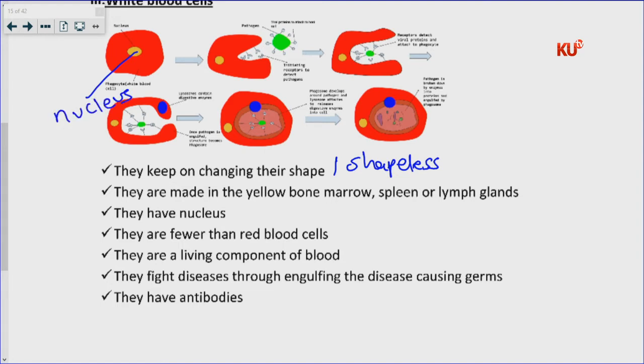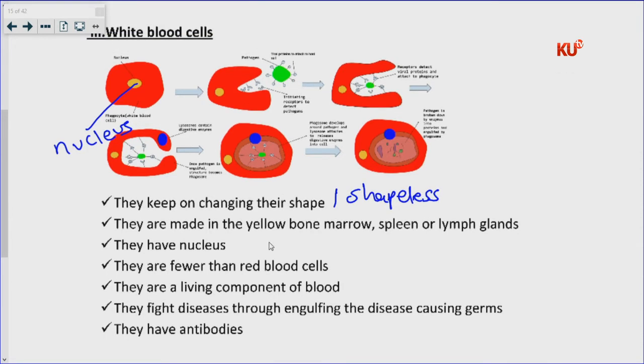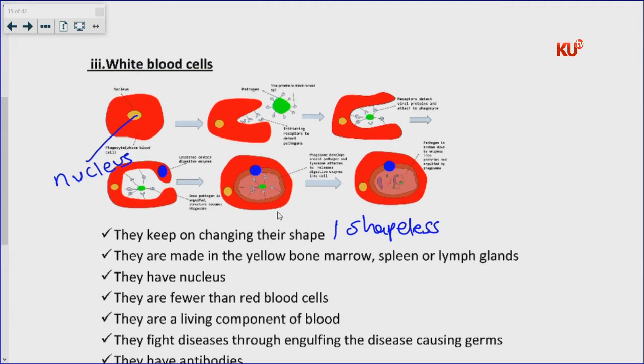They are fewer than the red blood cells. They are a living component of blood, and they fight diseases through engulfing. The disease-causing germs are fought in the body by what we call the blood cells, the white blood cells. This is the process of engulfing. So we have the white blood cell here. This one is an example of a germ.